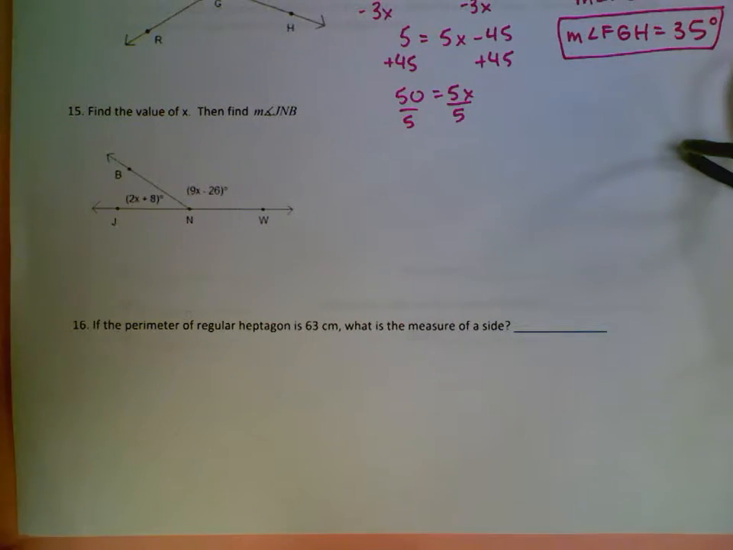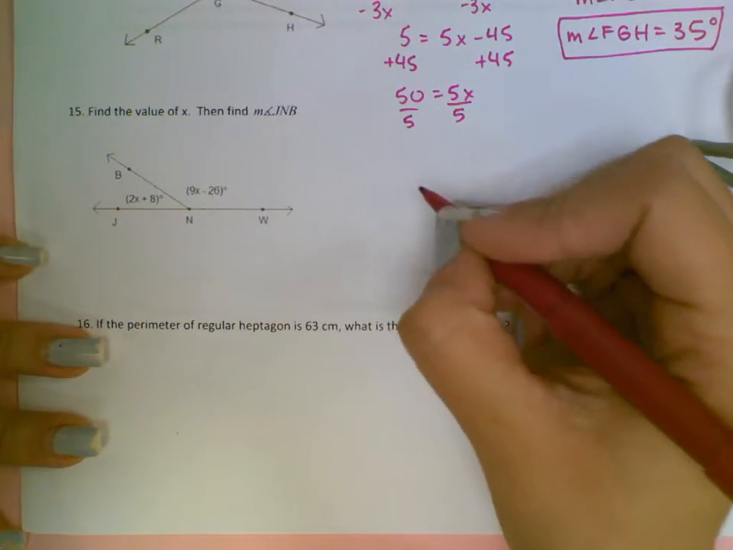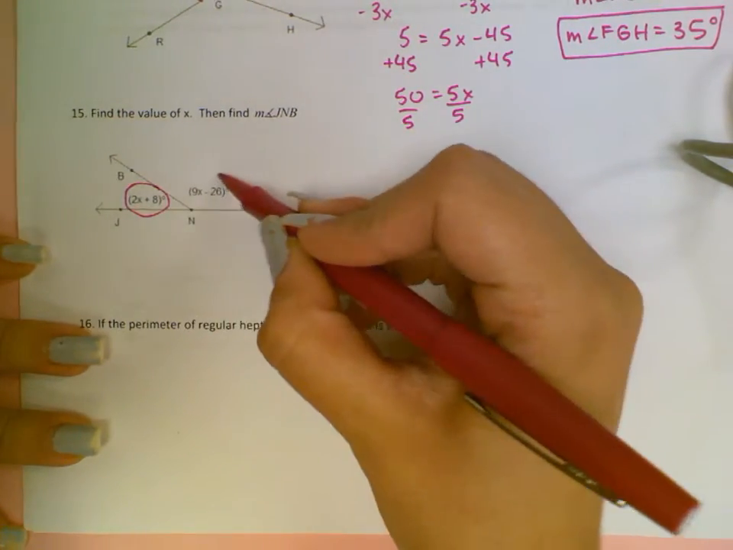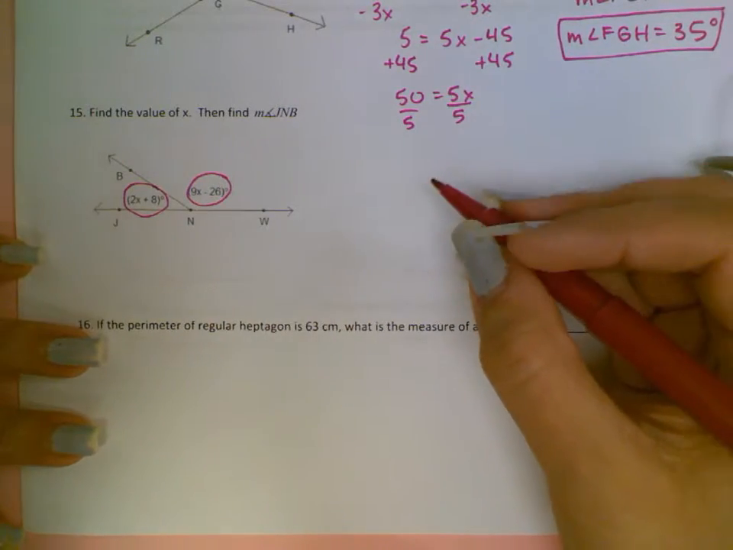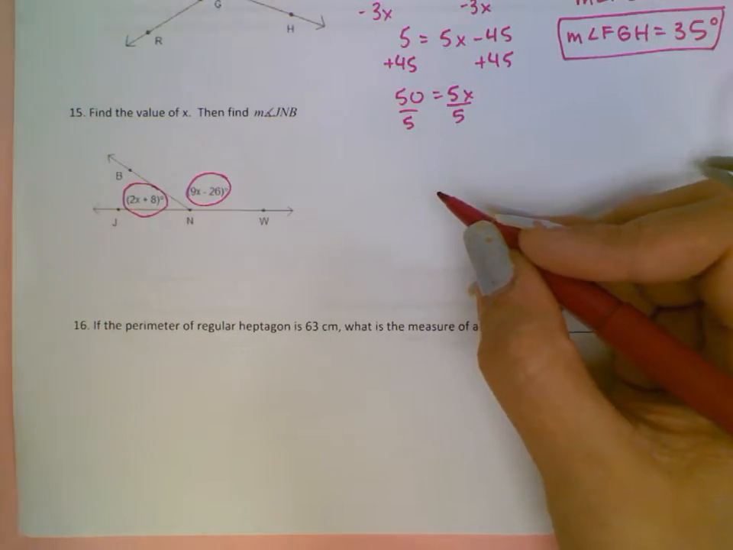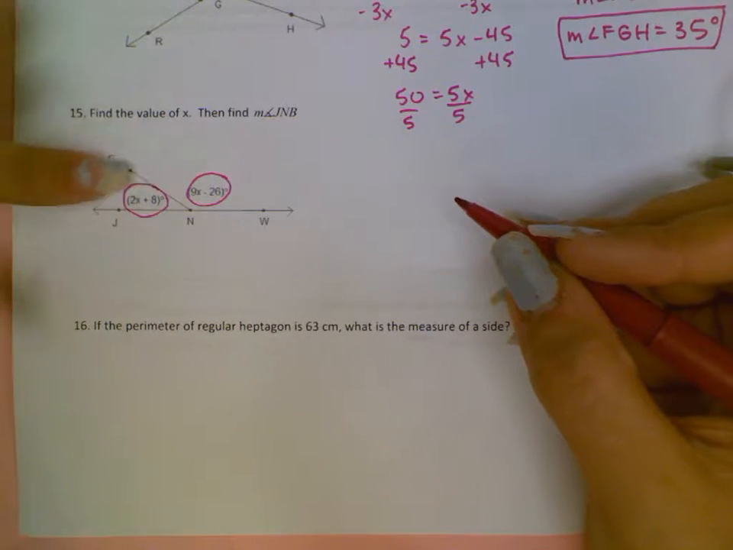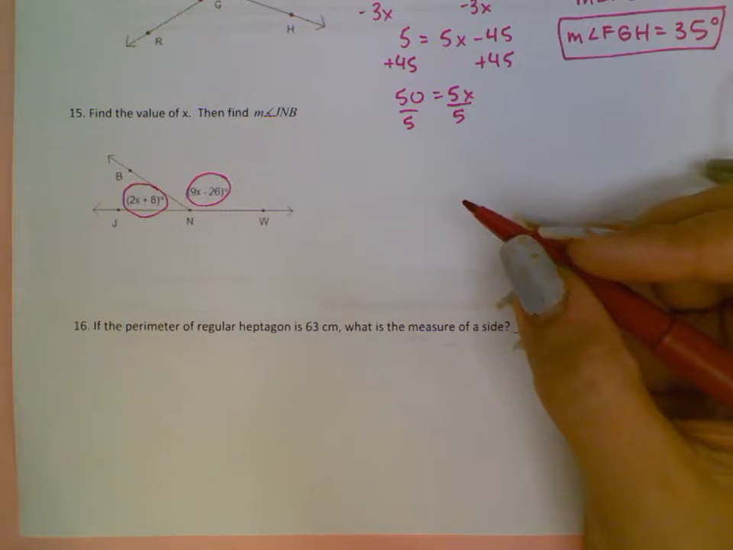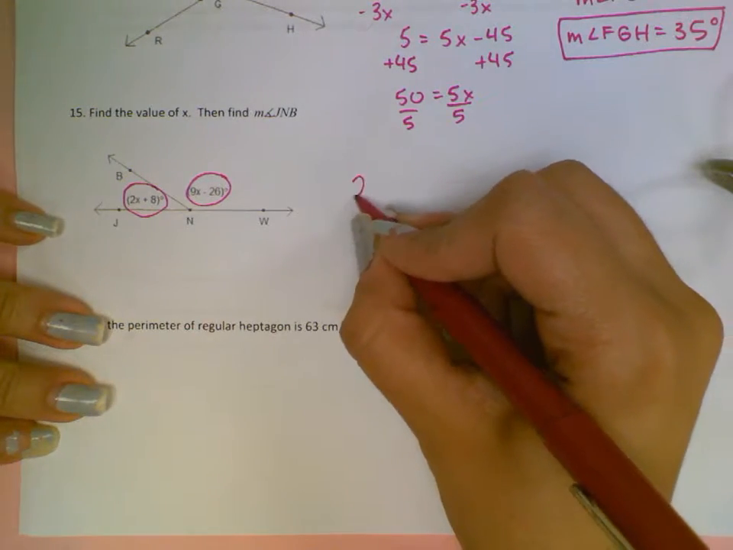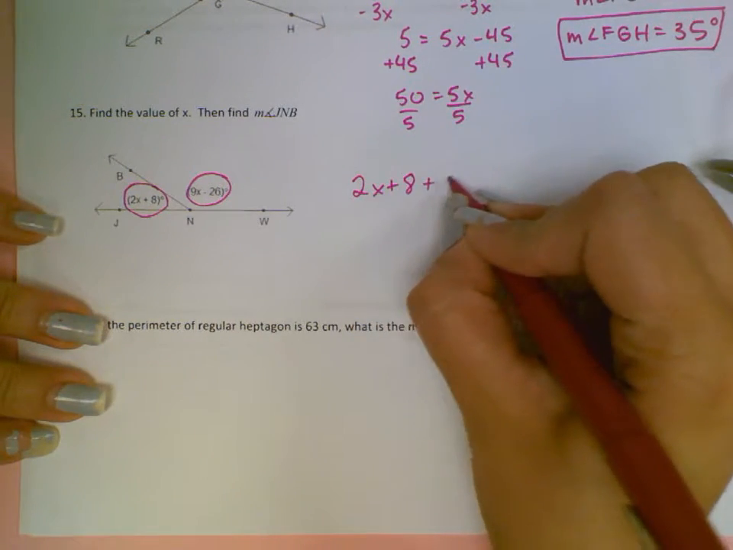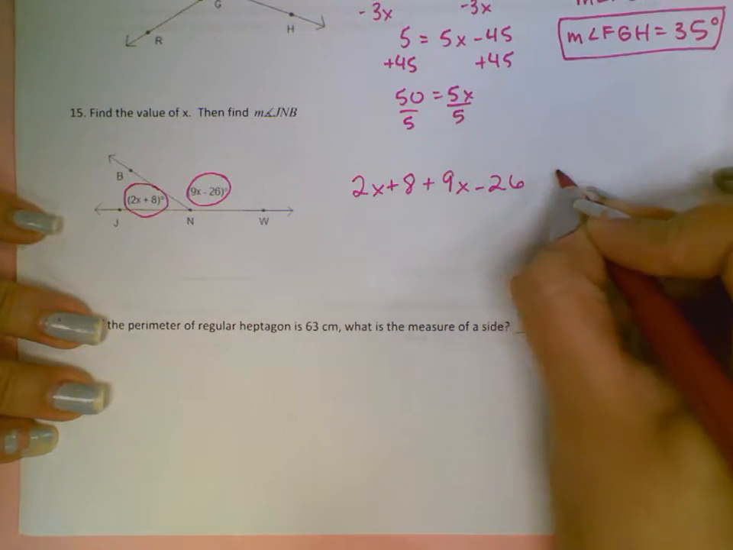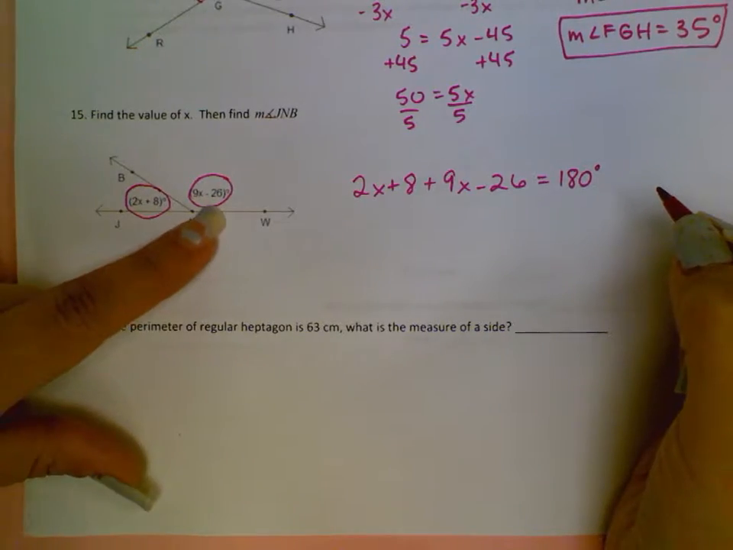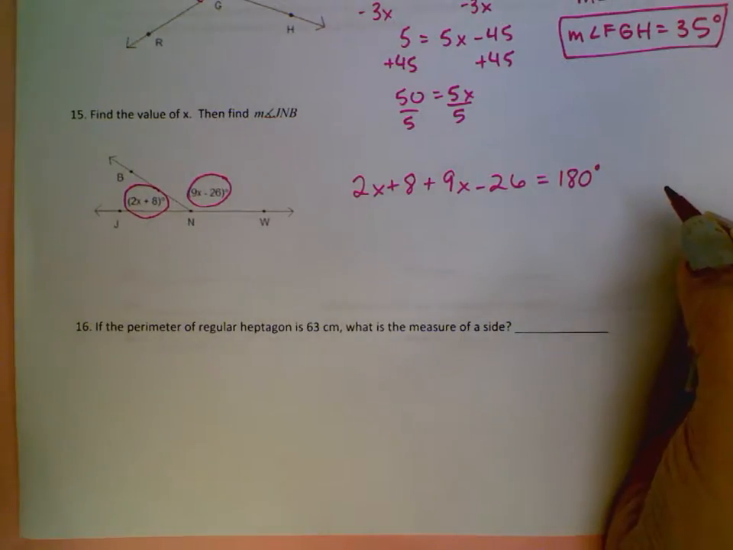A straight angle measures 180 degrees. So I can say that this angle plus this angle will give me 180 degrees. I suggest that you follow along because it might be hard to see this, but your study guide will have it more clear than the video will. So I can say 2x plus 8 plus 9x minus 26 is going to give me 180 degrees. So I added this one and this one together to get 180 degrees.